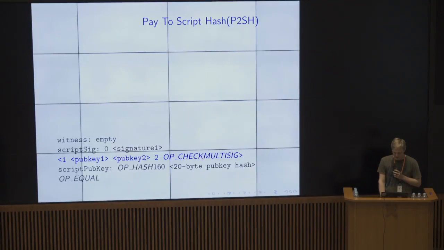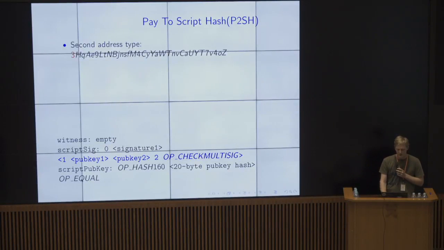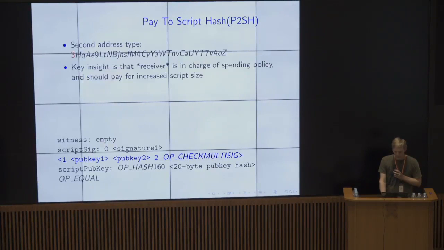Pay to script hash, it's the second address type that was standardized, starting with a 3 on mainnet. And the insight here is that the receiver is in charge of the spending policy. And so if you decide you want to have a very large, complicated script, like an 11 to 15 multisig or something like that, you should probably pay for it, not the sender. Previously, with a bare multisig, as John mentioned, the sender would pay for all this upfront cost, as well as on the blockchain as well. The UTXO size would be much larger.